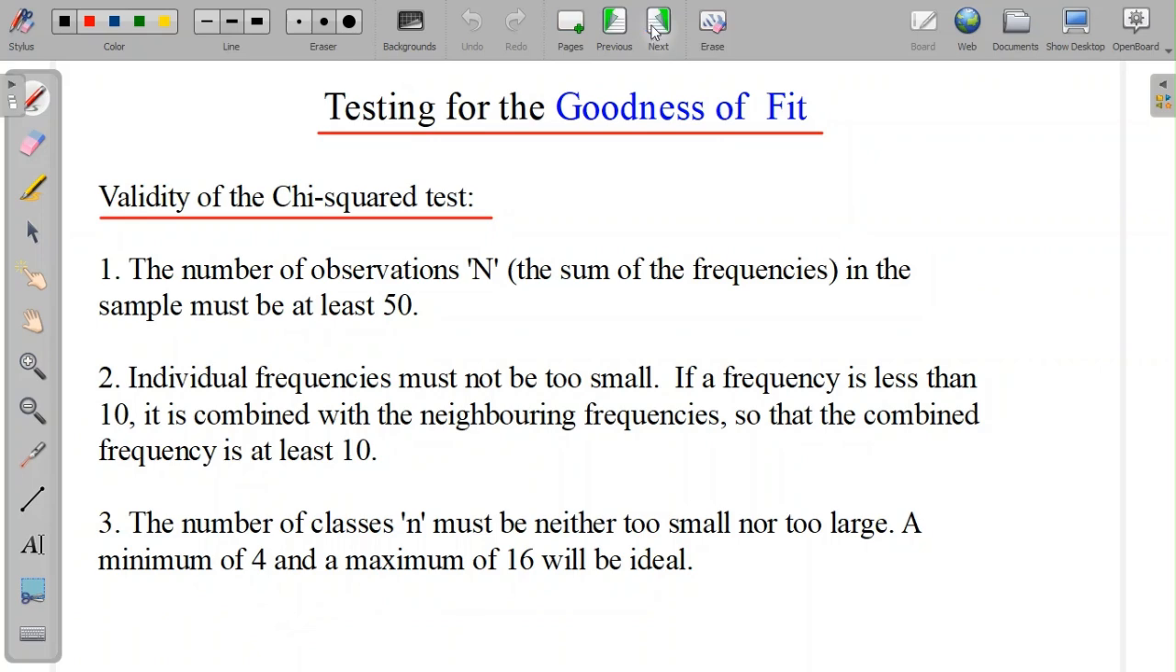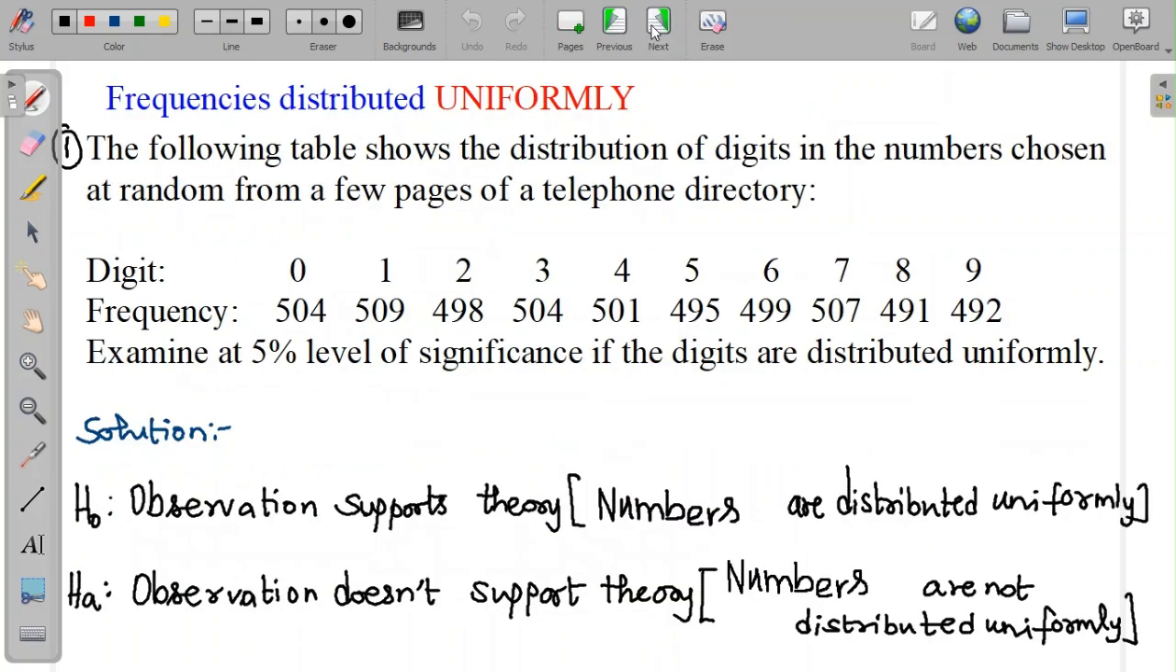We'll look at this through an example. The following table shows the distribution of digits 0 through 9, chosen from a few random pages of the telephone directory. The question wants us to examine if the digits are distributed uniformly at 5% level of significance. In the few pages that are selected, we see that 0 appears 504 times, 4 appears 501 times, 9 appears 492 times, and so on.